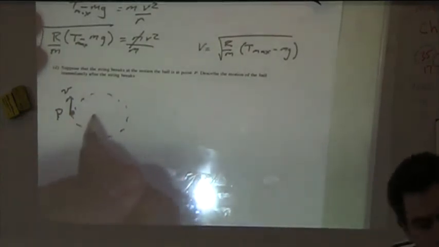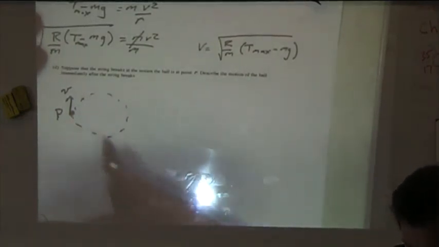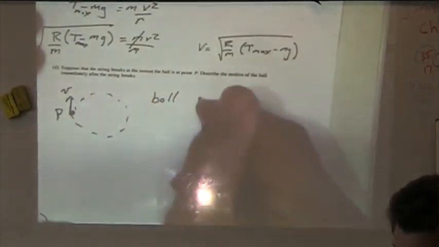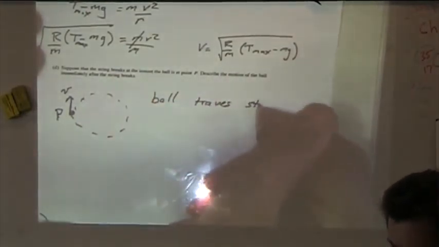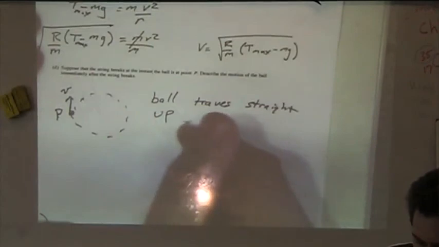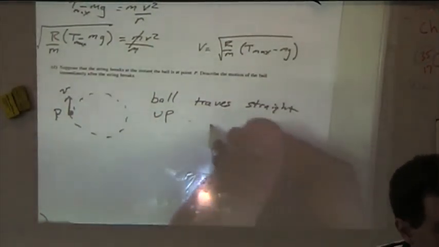Remember that the velocity vector stays tangent to the circle at all points. The acceleration vector points to the center in these situations. Well, if the string breaks right here, an object in motion will tend to stay in motion the way that it's going. And so what we want to say is that the ball travels straight up and then will behave as a projectile and come straight down under the influence of gravity.